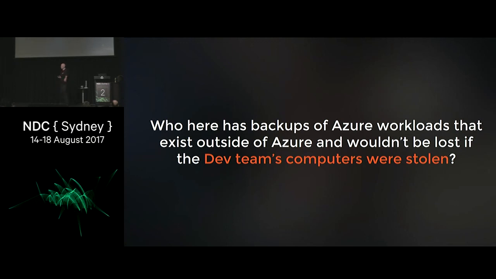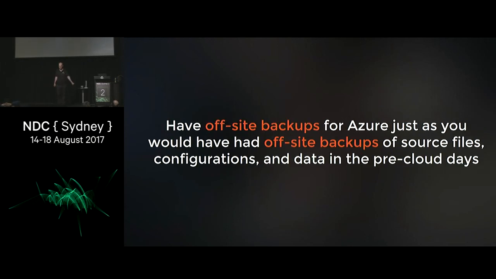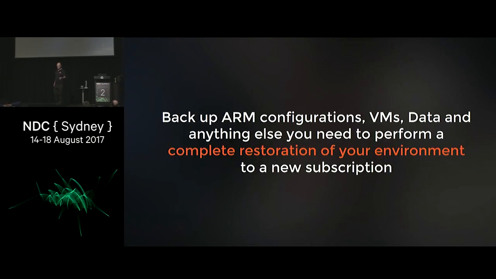So it could be as simple as exporting stuff, putting it on a USB drive and throwing it in a safe. But there are services that actually provide you with the ability to fully back up and recover most workloads that are running in your Azure subscriptions. Make sure you have off-site backups that include source files, configurations, and data. Back up your ARM configurations.